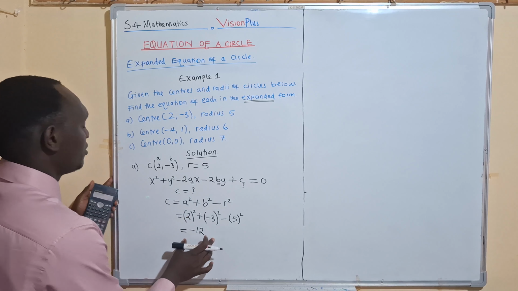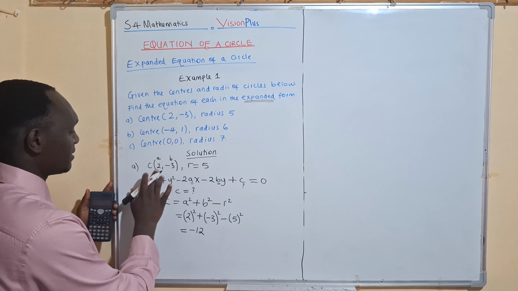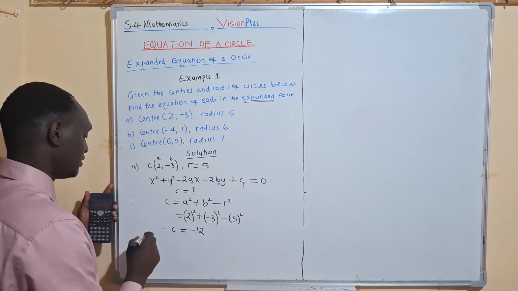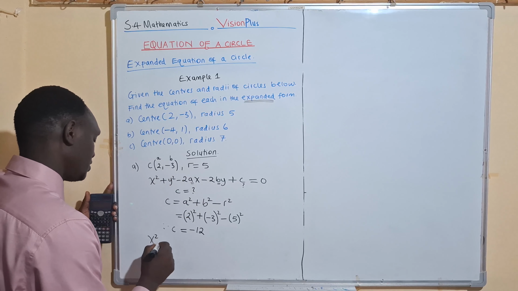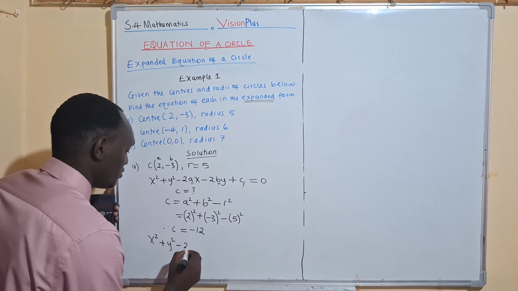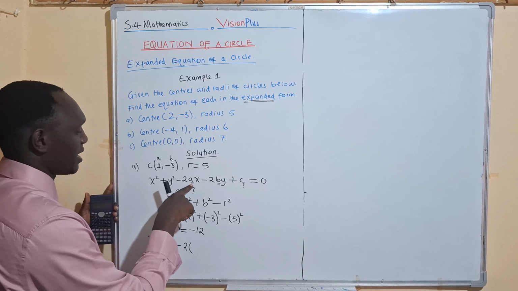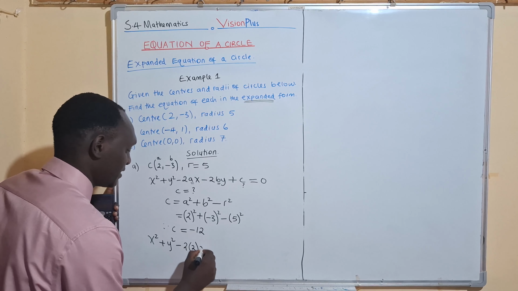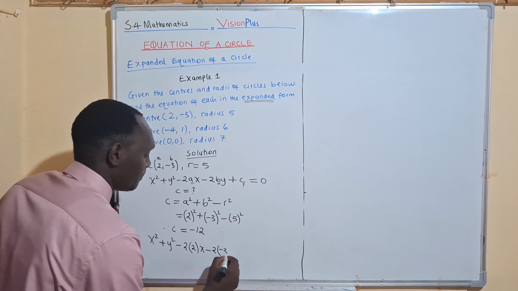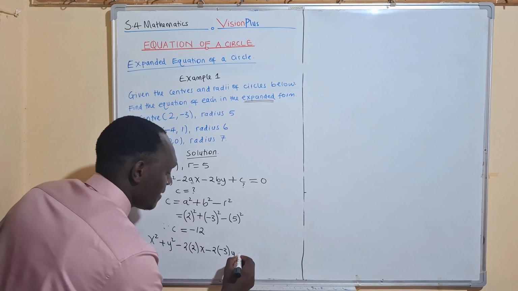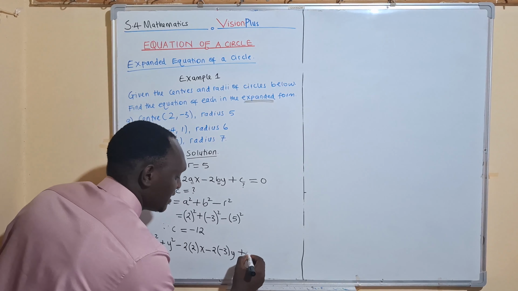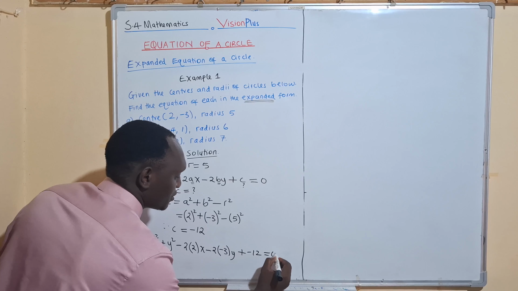So after getting c here, what do we do? We just come back and substitute for a, b, and c, because here we have looked for c. That means that we shall have x squared, you don't substitute for x and y in this case, plus y squared minus 2a. What is a? It has occurred here. A is 2. And then you attach x, minus 2b. What is b? B is -3. Then you attach that one, and then plus c. What is c? C is -12. So plus (-12) equals 0.